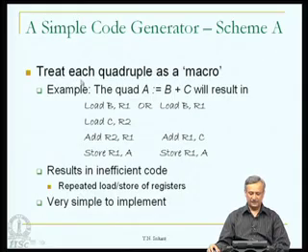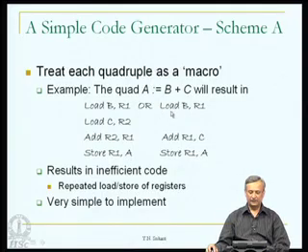What this says is: treat each quadruple as a macro. So, this is the first scheme. An example is here. Let us say the quadruple is A equal to B plus C. So, we generate extremely simple code. We load B to R1. This is one possible code sequence. Load C to the register R2, add R2 to R1 and finally store R1 to A.